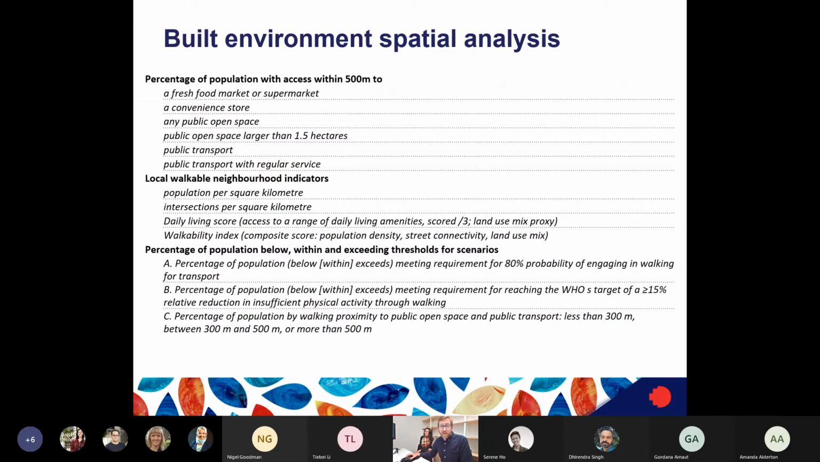So the indicators we're looking at in the spatial component of the study are roughly summarized here. We're looking at aspects such as, and this is for the within-city distribution as well as overall city summaries, the percentage of population with proximal access to a range of amenities, and local walkable neighbourhood indicators, which are really the components of walkability and a walkability index.